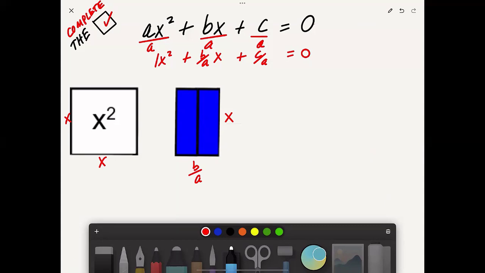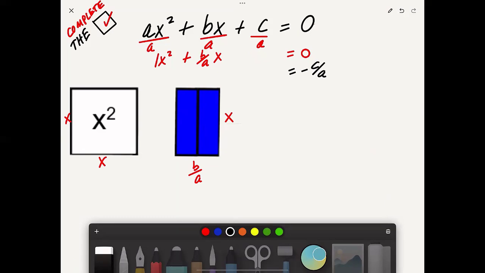One of the first things I want to do is take the constant, the c over a term, and move it to the other side. The way I'm going to do that is subtract c over a from both sides. So I'm going to have negative c over a on this side. Now that means it's gone from over here, and we don't have to worry about it anymore. Now all I have to focus on is completing the square.